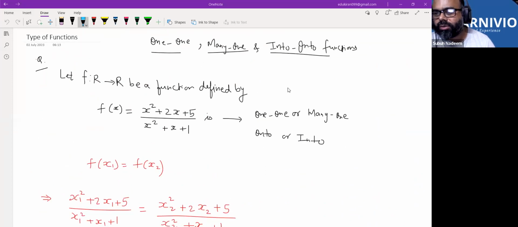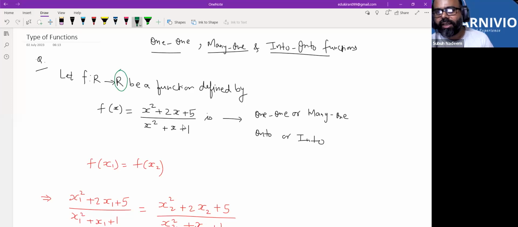So if we want to decide whether it is onto or into, the codomain is the real numbers, right? If the codomain is the real numbers, then for onto the range should also be the real numbers. And if the range is not all real numbers, but a subset of it, then it is not onto. So let us find the range. How do we find the range?